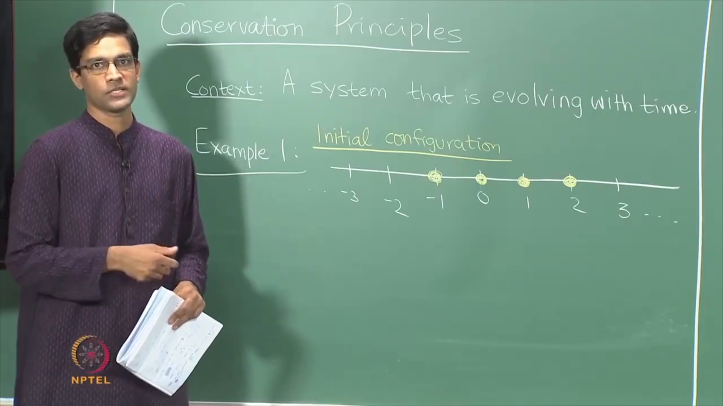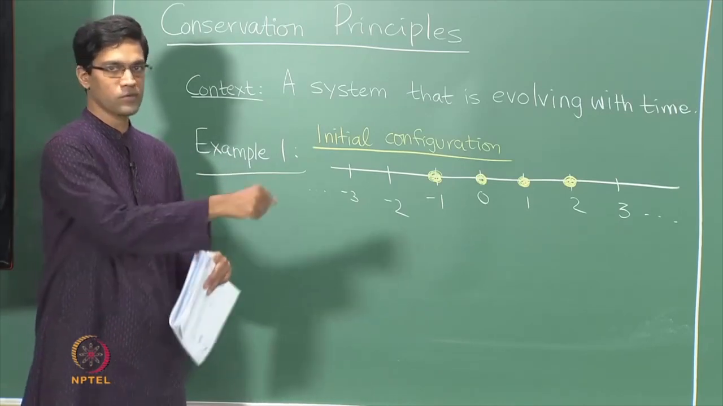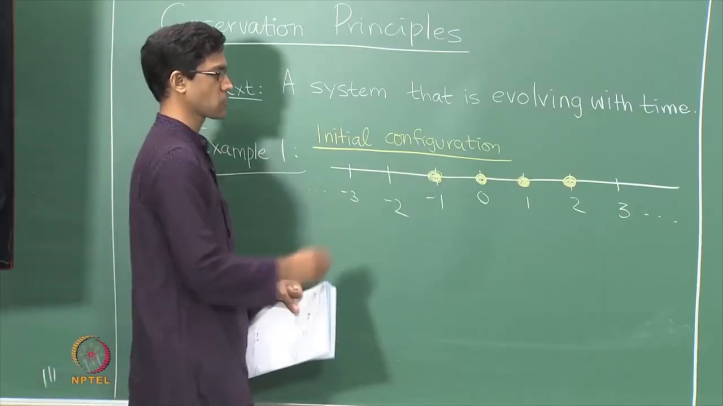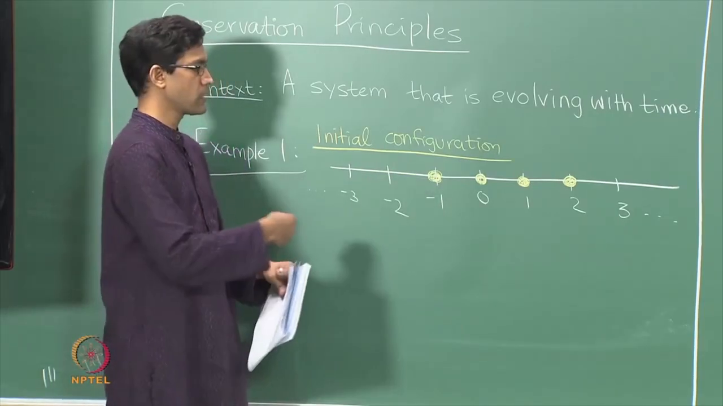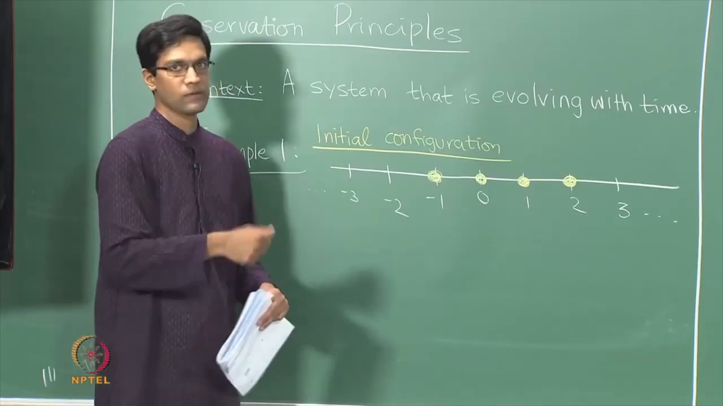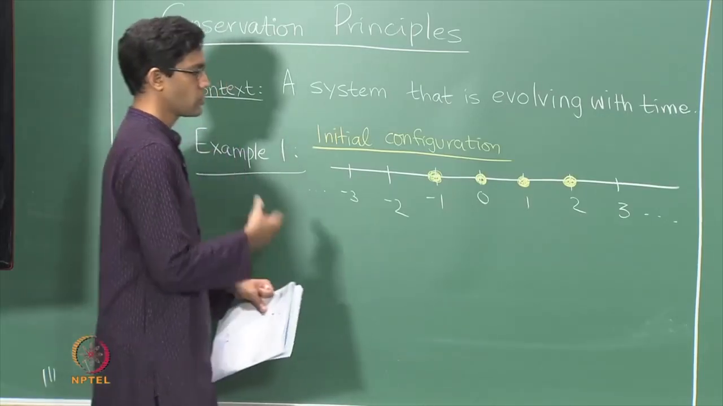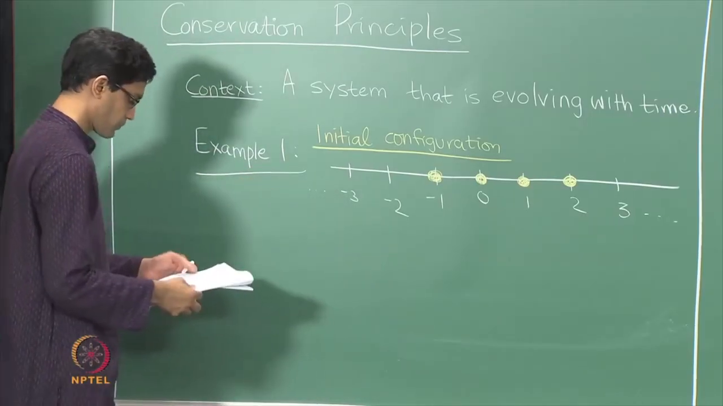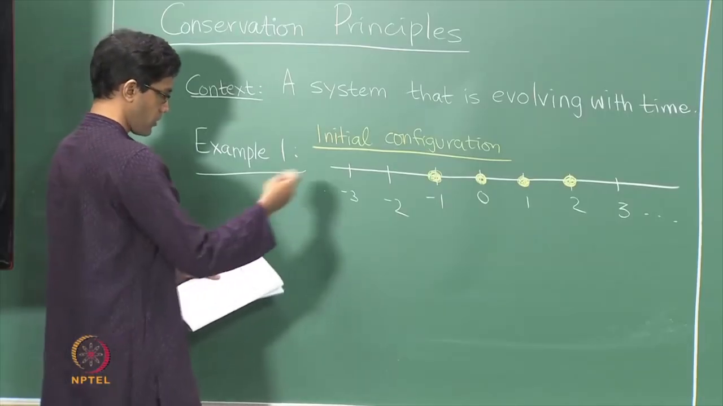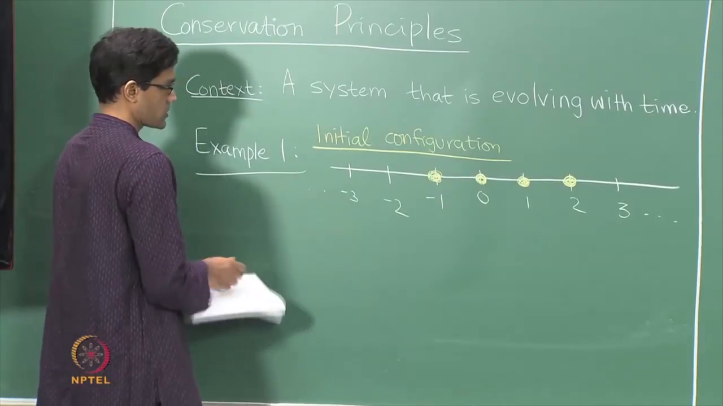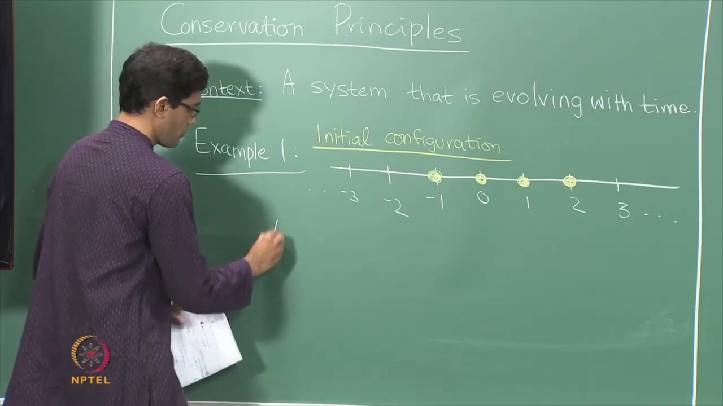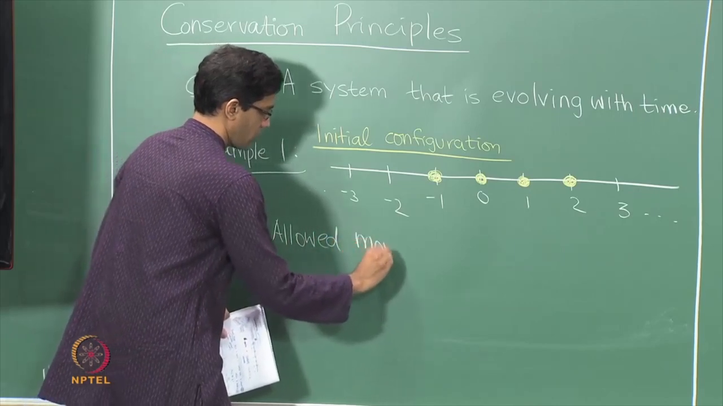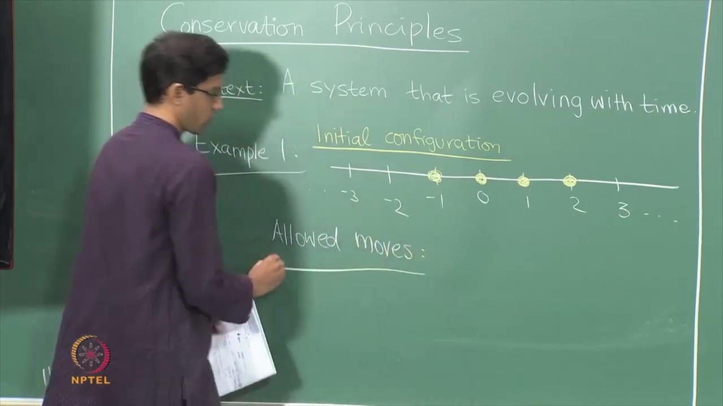Okay, so let's imagine that here time is not quite a continuous variable, but rather a discrete variable, which means, say, at time t equal to 0, the system looks like this. At time t equal to 1, it will change to something else. At time t equal to 2, it will change again, and so on. So the system changes at time steps t equal to 0, 1, 2, 3, etc. So what's the rule for evolution of the system? So let's call this a move. So what are the allowed moves, or rules for changing the system?